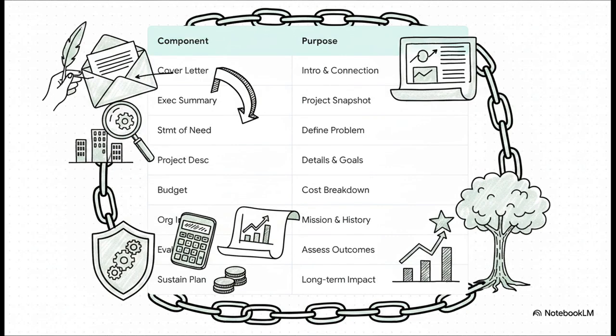Just like an architect wouldn't dream of building a skyscraper without a plan, you need a precise blueprint. These 8 essential components you see here basically form an unbreakable chain of logic. First, you start with the cover letter and executive summary to just open the door. Then, your statement of need and project description build the foundation of the why and the what. Next, your budget and organizational info provide the structural integrity, proving you're financially capable. And finally, the evaluation and sustainability plans put a roof on the project, ensuring it actually lasts.